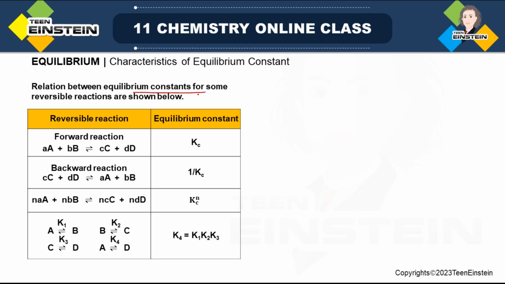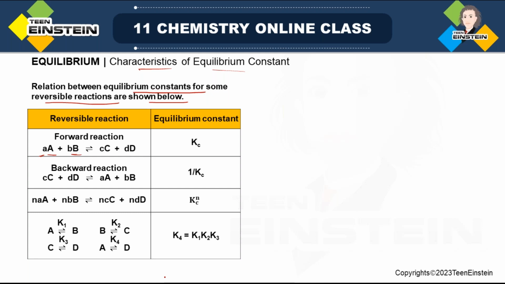Relation between equilibrium constants for some reversible reactions are shown below. In this table, this is also a characteristic of the equilibrium constant. The heading is the same. Here we have taken this reaction. Suppose from a moles of A and b moles of B, you are getting c moles of C and d moles of D.